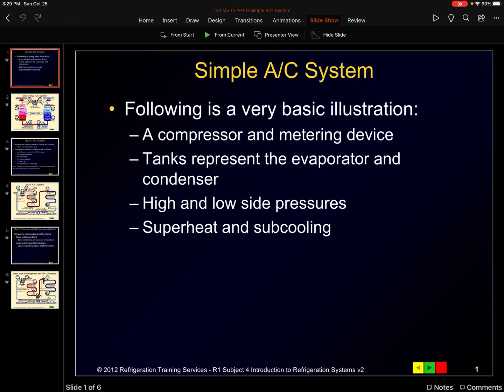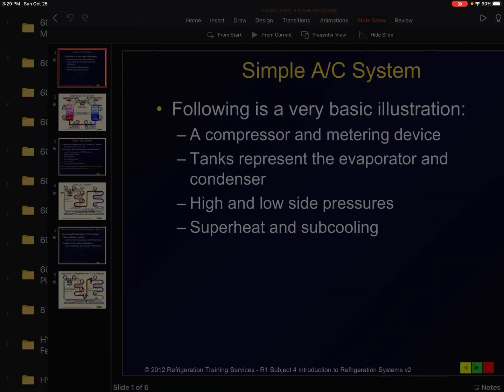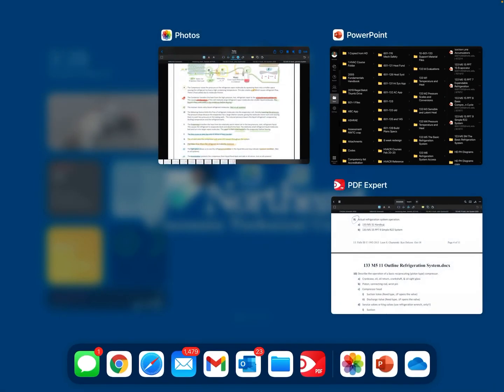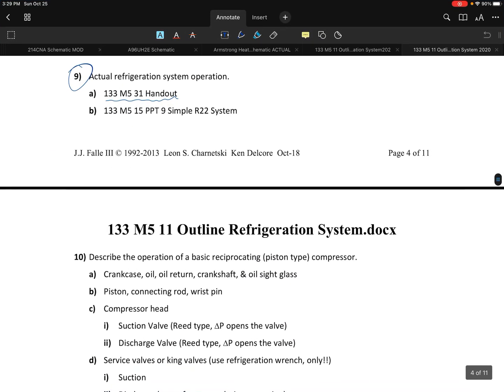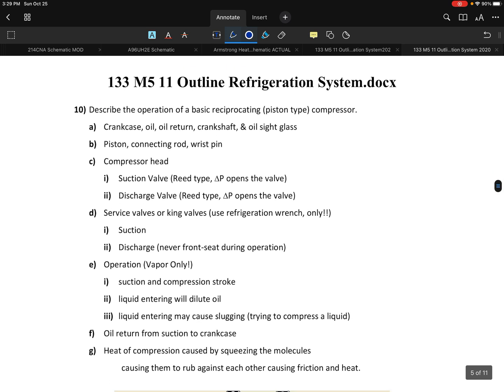All right, so we're going to go back into the module and progress from there. In the module, we just ended with item B, looking at that simple system. And you can refer back to those at any time.